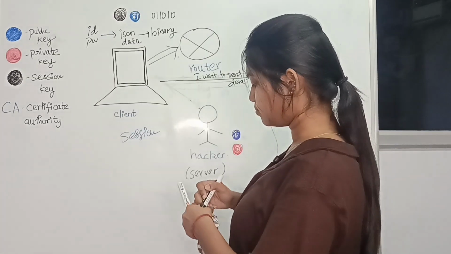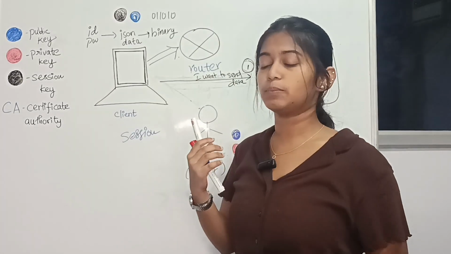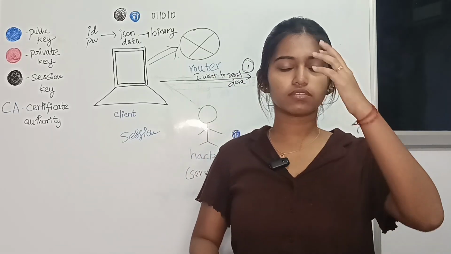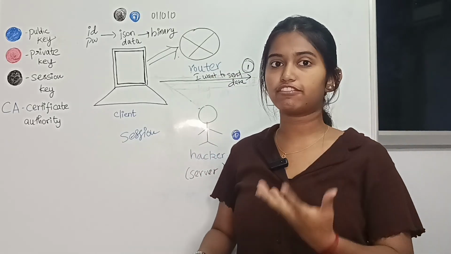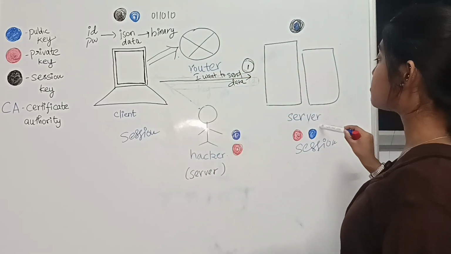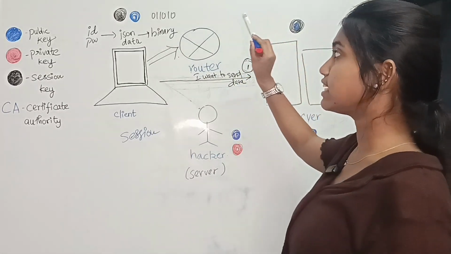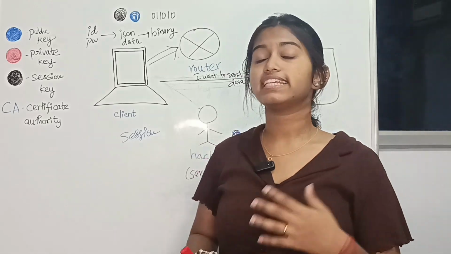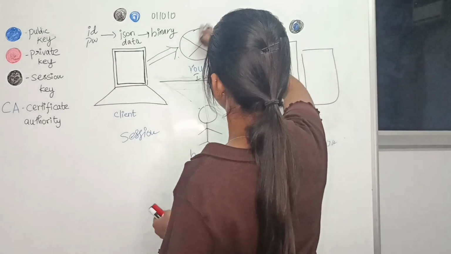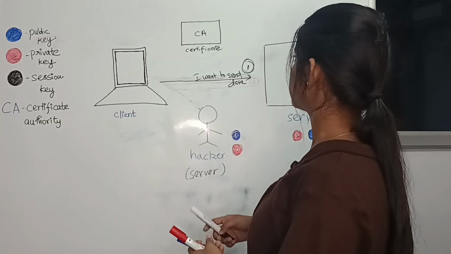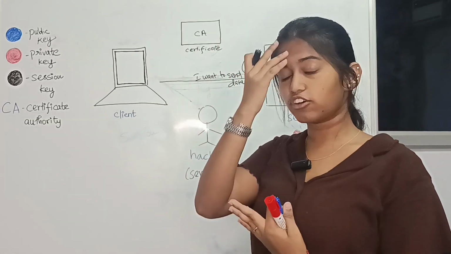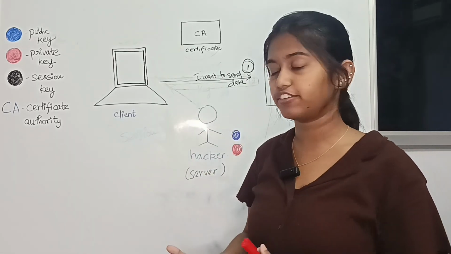What does the server do? It goes and tells the certificate authority that I want to make a safe communication, and the server sends its public key to the certificate authority. The server goes to the certificate authority. The certificate authority is the one who generates digital certificates.